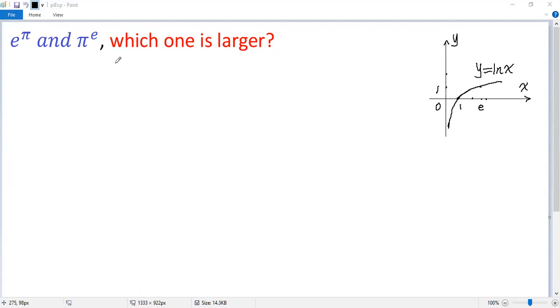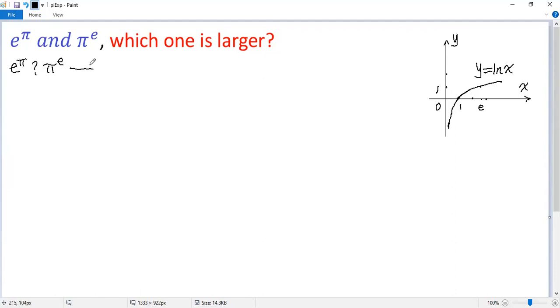Which exponent is larger? I don't know. So let's denote that as question mark. So e to the power of pi, question mark, pi to the power of e. Question mark means greater than or less than.